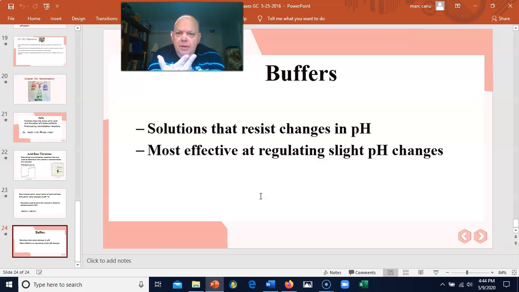Buffers, because when people were taking aspirin, they would complain about their stomachs hurting because of that acid. So a company added a coating of buffered material around the pill, okay, the aspirin, that when people took it, the stomach would digest the buffered part, then it would digest the acid, and people could take it without a problem. So that's the idea behind a buffer. It's a solution that resists changes in the pH. And again, it's most effective at regulating slight pH changes.